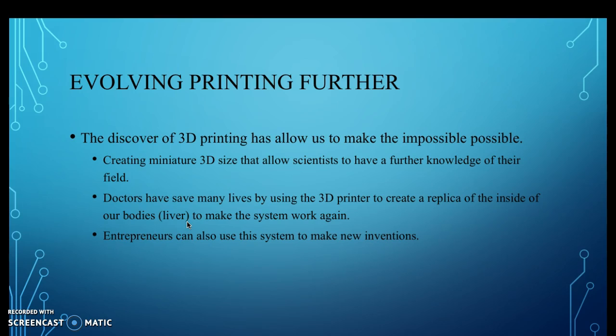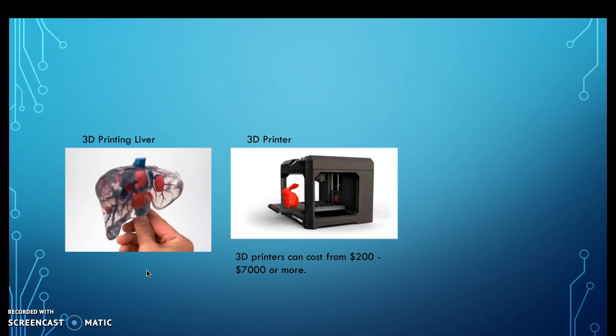So for example, the liver, and by them doing this, it will make our body system work again. Entrepreneurs can also use the system to make new inventions for their needs. So this is how a 3D printed liver looks, and this is how a 3D printer looks. The 3D printer can cost from $200 or $2,000 to $7,000 or more.